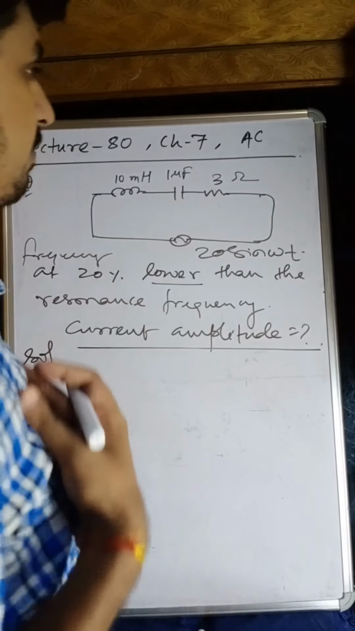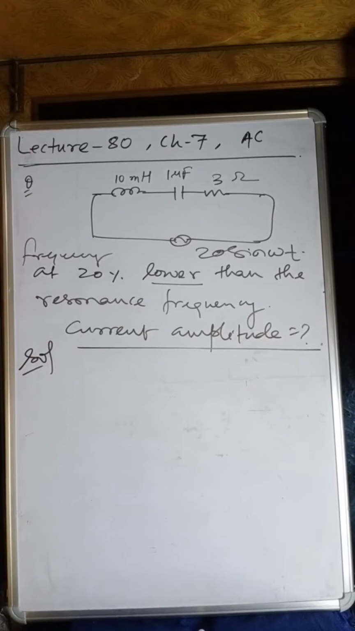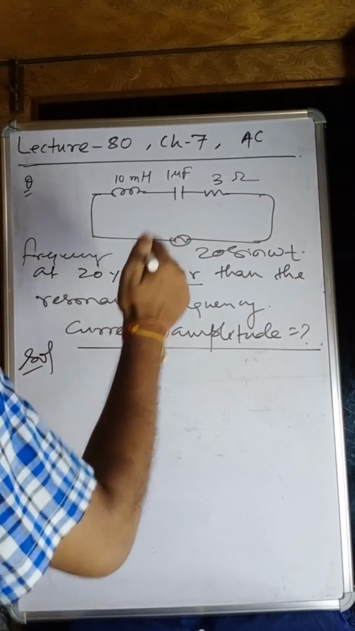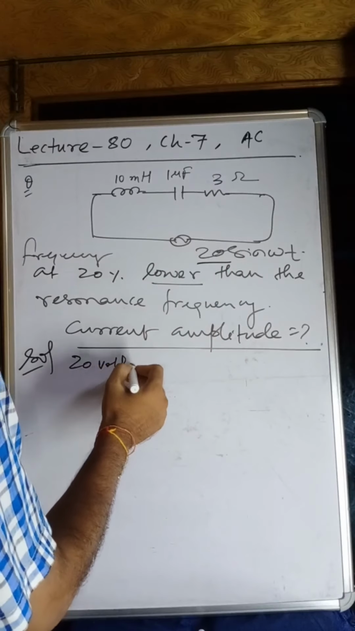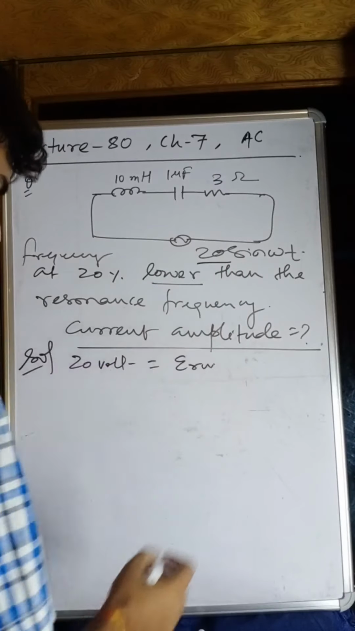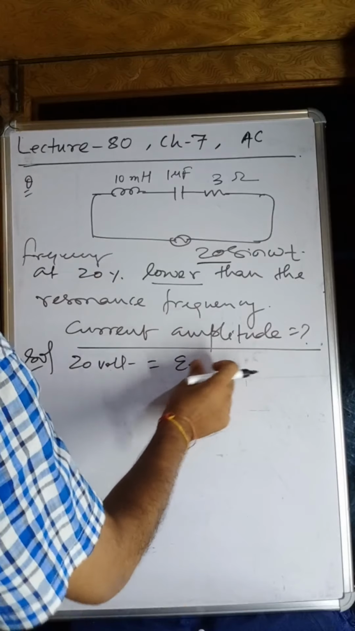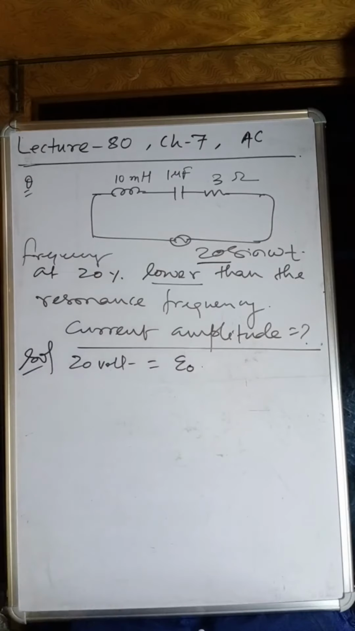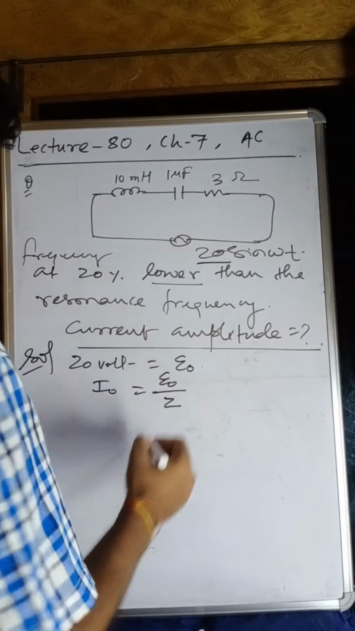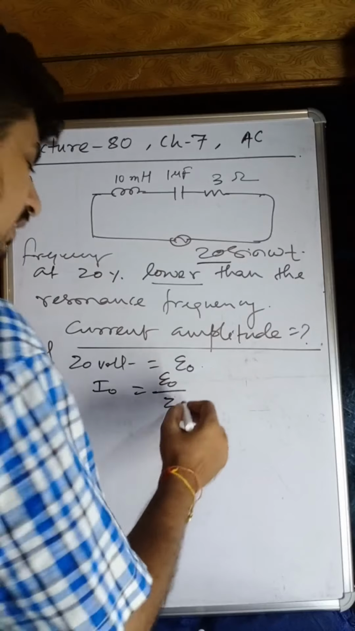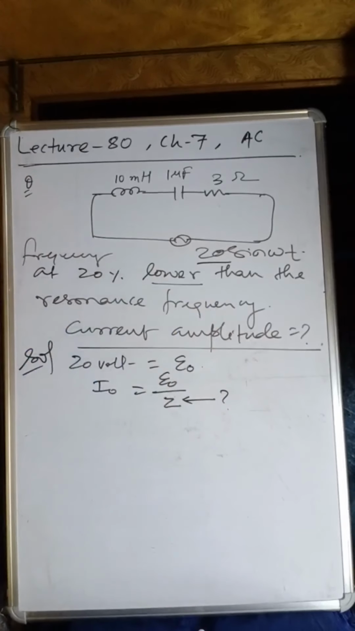Okay, now let me solve, my dear students. First, what is this 20? So 20 volt, it will be the E_RMS, sorry, it is E naught, no? E naught is 20, am I right? Yes. What we have to find actually? We have to find I naught. So to find I naught, E naught by Z. Our aim is to find Z, the impedance.